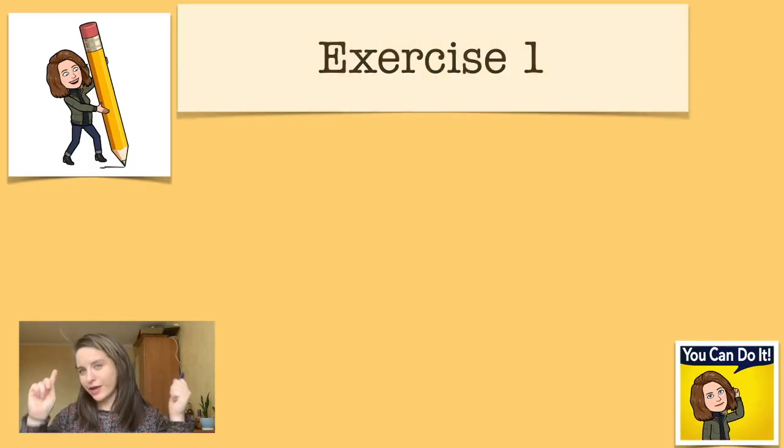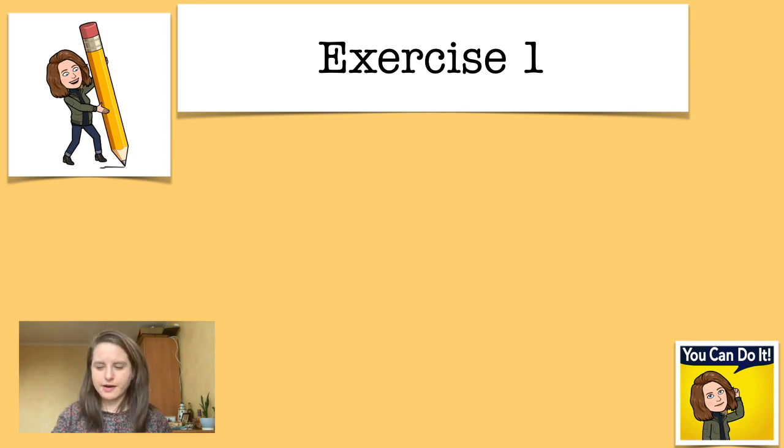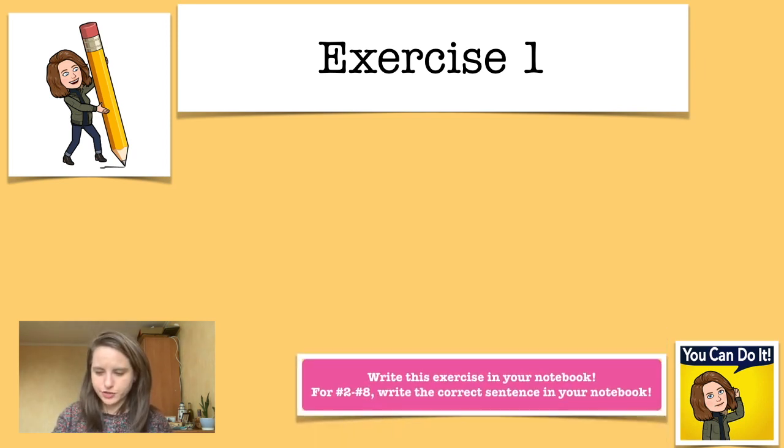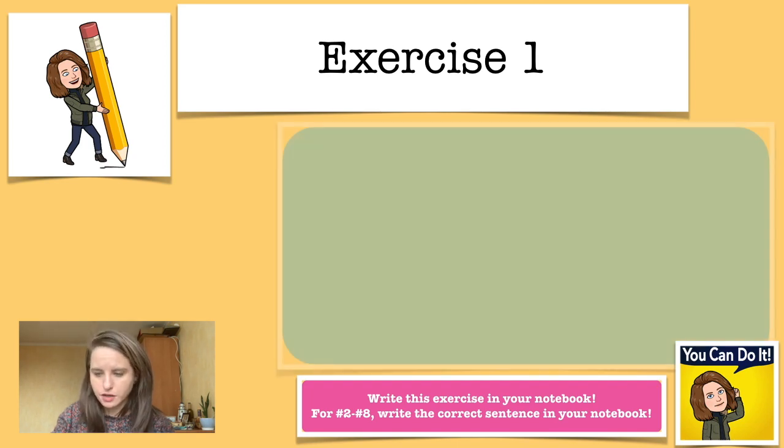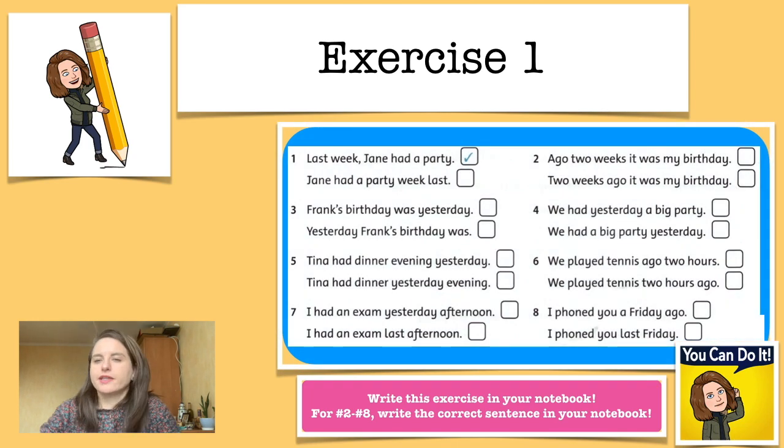Okay, now we have exercise number 1. All right, so I want you to write this exercise in your notebook. Please write sentences for numbers 2 through number 8. All right, look at the picture. It says tick the box. Tick the box. Write. In your notebook, write sentences. Please choose the right sentence for each one and write it in your notebook. Pause this video. Do this exercise now.